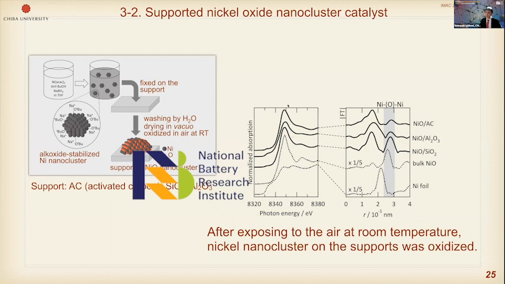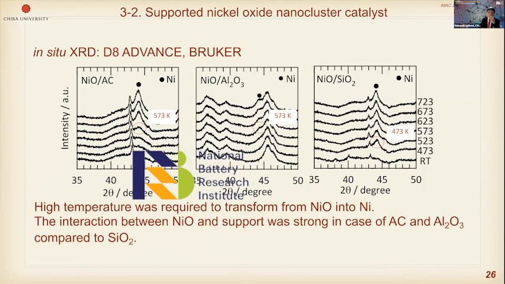So nickel nanoparticles are oxidized even at room temperature, at ambient conditions. An oxidized state was easily obtained for the nickel nanoclusters. How are the differences between the many supports? We checked it with in situ XRD measurement. A high temperature was required to transform from nickel oxide to nickel.